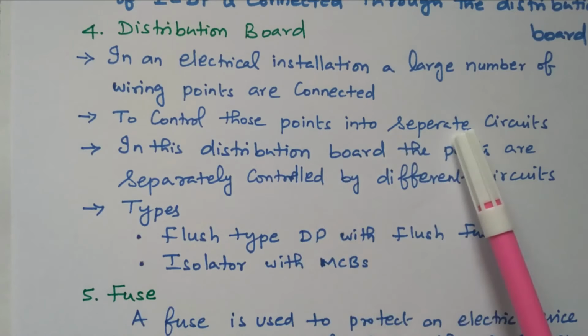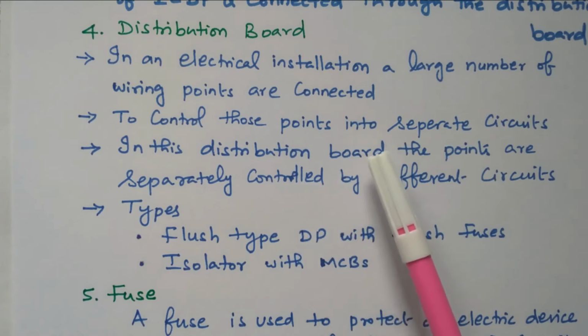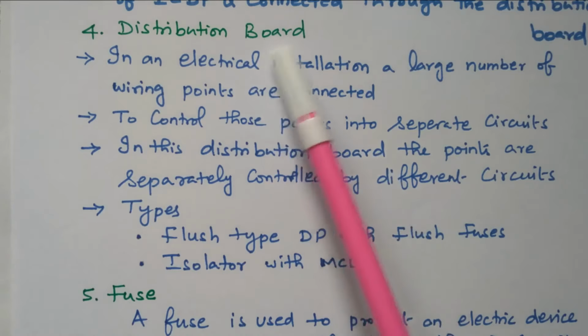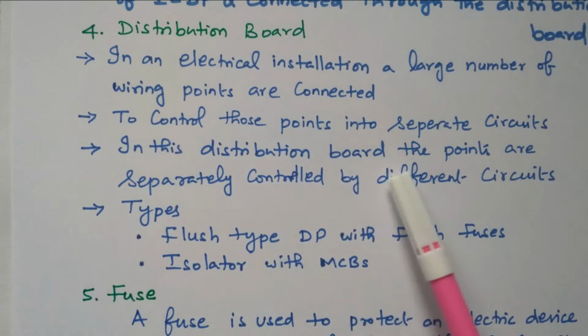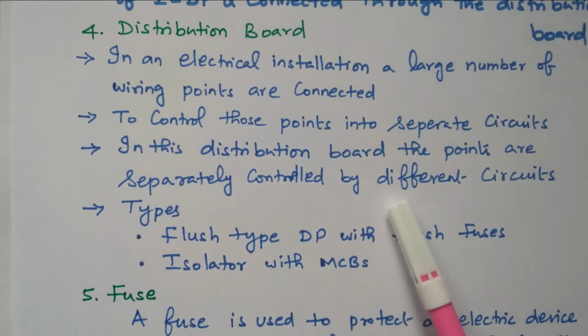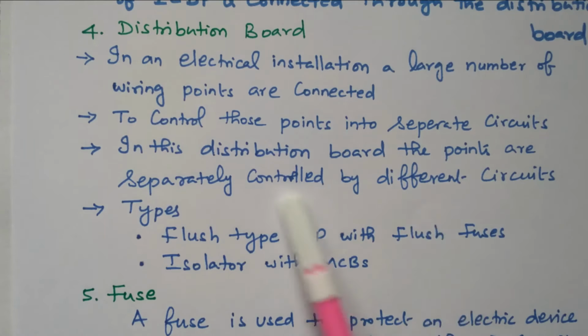Separate circuits are given through this distribution box, so that we can easily identify which wiring is going to the bedroom, which one is going to the main hall, kitchen, like that. This is distributed from the main supply. This distribution board will distribute to each and every point. In this distribution board, the points are separately controlled by different circuits. So each and every room will be controlled separately. If you want to do maintenance in bedroom 1, that alone can be controlled by a separate switch.